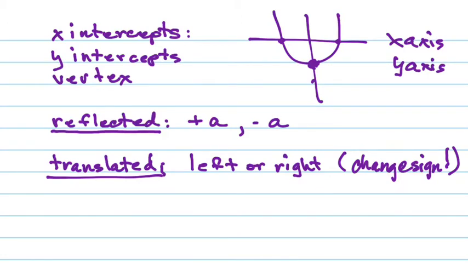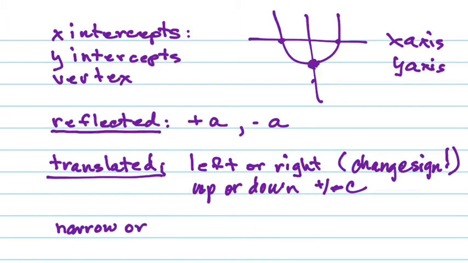Okay? We can also translate a parabola up or down. And that's that plus or minus the c business, right? If it's plus, it goes up. If it's negative, it goes down. Okay? And then finally, the last thing we talked about was that they can be narrow or wider.